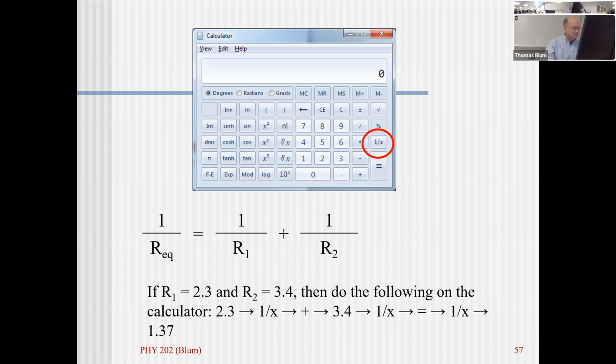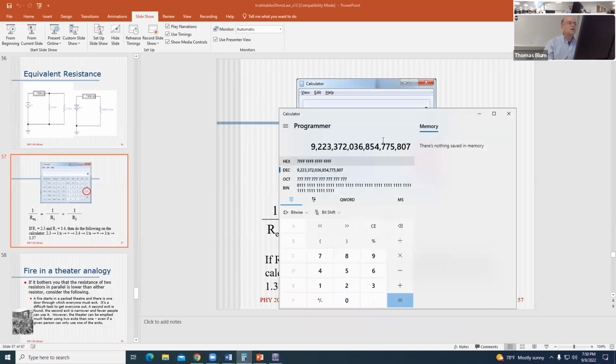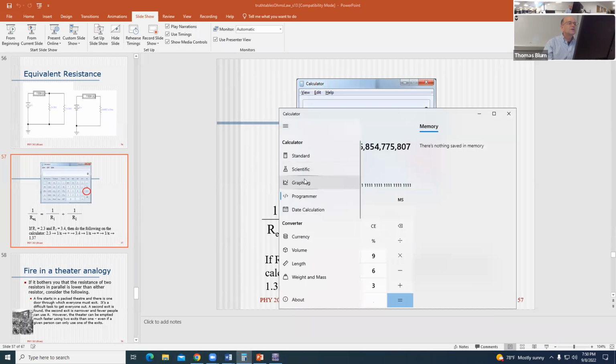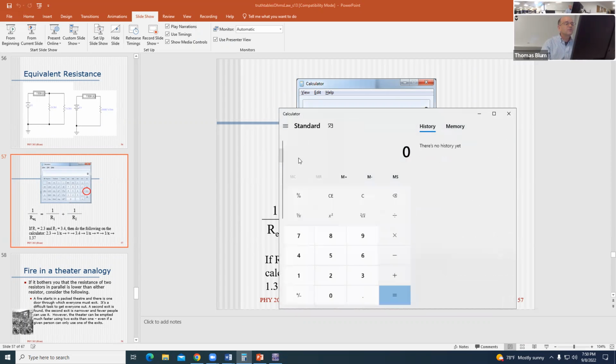So, I could do it. Okay. Oh, escape, I need to escape. And here's my calculator. A scientific one has a 1/x on it. Does a standard have a 1/x on it? No. Oh, it does. Okay, so I can either be standard or I can be scientific. Standard or scientific? Fine, okay.